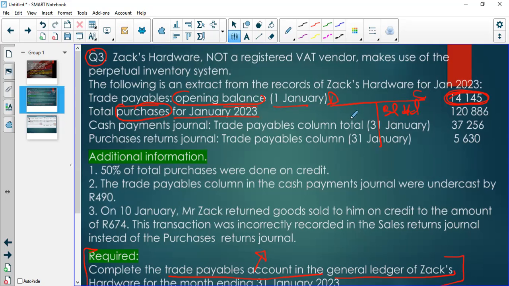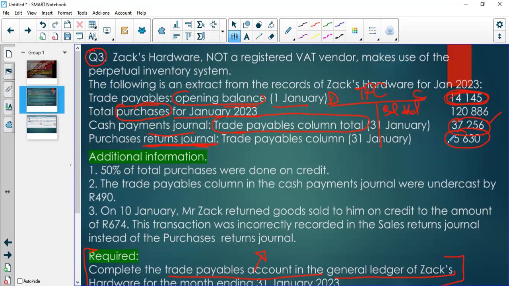Because if I get credit purchases, I'm going to record them on the credit side because we owed people as a result of that. Then the cash payments journal, when we were making payments, we paid trade payables. The total that was paid to trade payables is this amount. So out of the bank account, we paid this amount. But then those creditors, our suppliers, provided us with those goods on credit, but we returned some, right? So those things that we return are going to be on the debit side because they reduce what we owe.